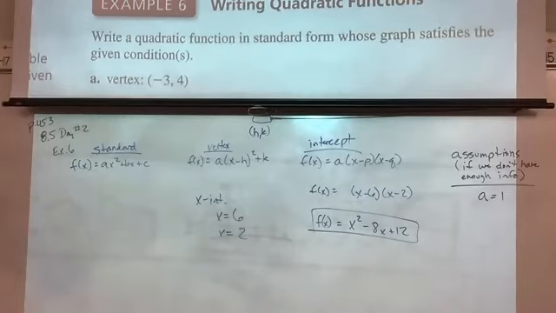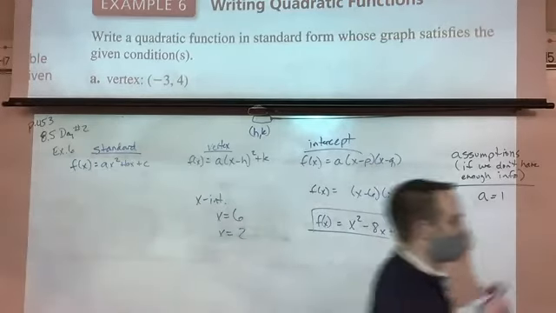FOIL it, first, outer, inner, last, we combine our like terms. f of x equal to x squared minus 8x plus 12. Okay, so those two are pretty straightforward when they don't give us any information about the a. Plug in what you know, put a 1 in for a, and then it's just a matter of getting it over to standard form. Okay, any questions so far?